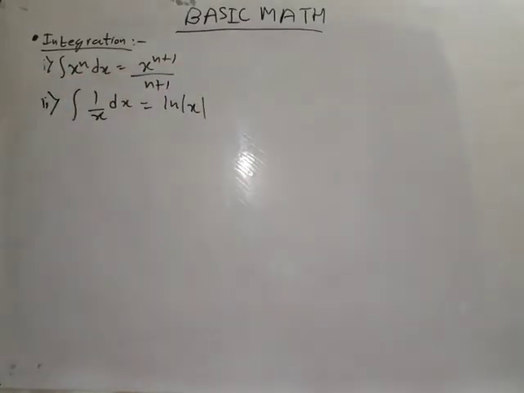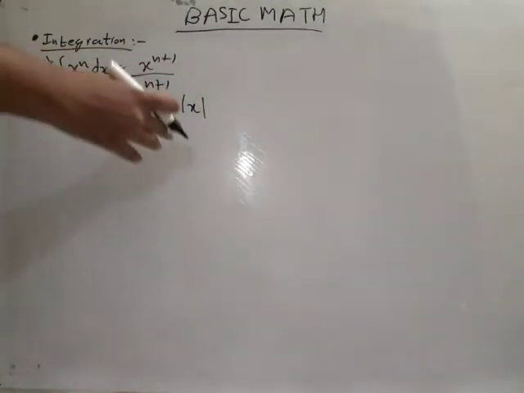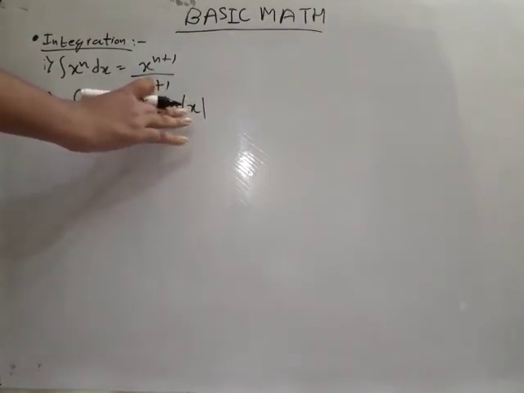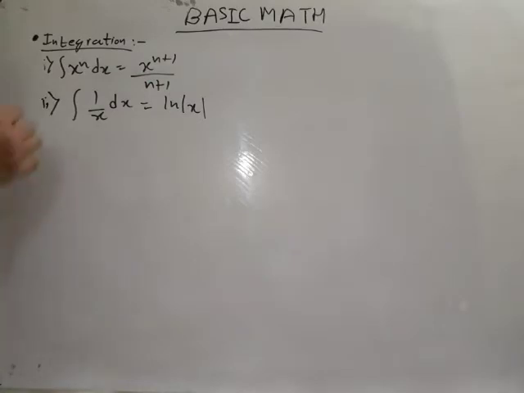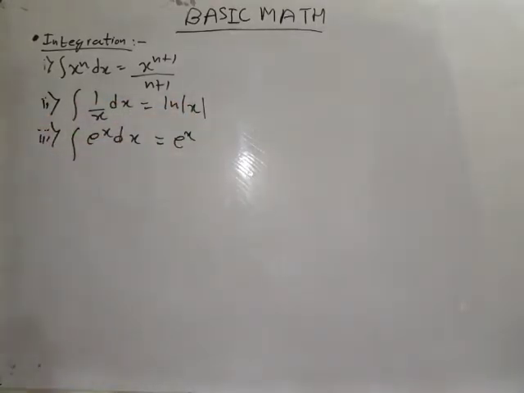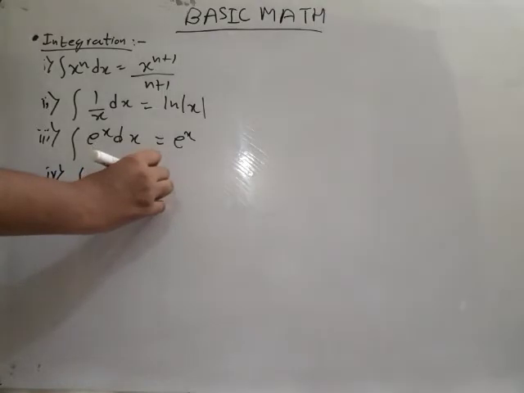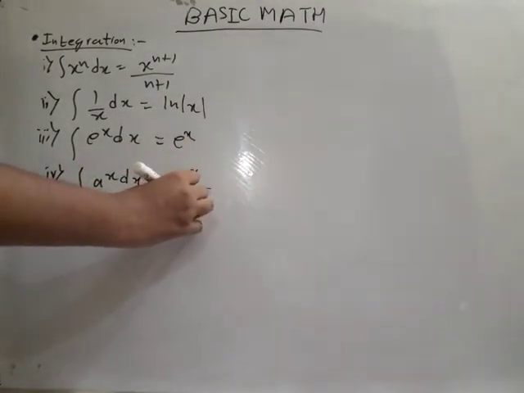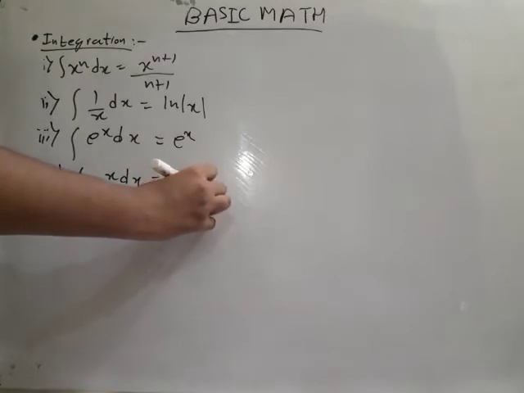Now we see that each and every term in here is the opposite of differentiation. If I differentiate ln x, then dy by dx equals 1 by x. Integral e to the power x dx is the same, since differentiation of e to the power x is also e to the power x. Integral a to the power x dx becomes a to the power x by log e of a, obviously, plus c.